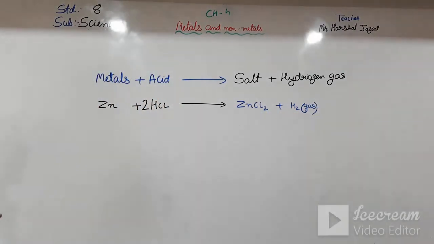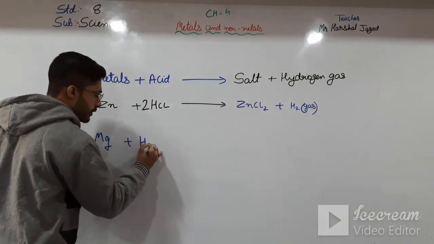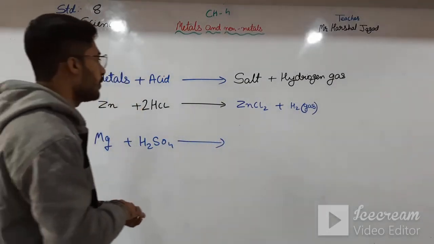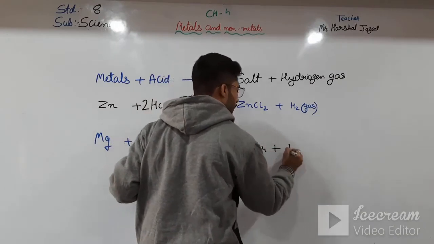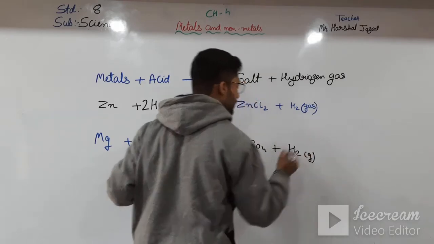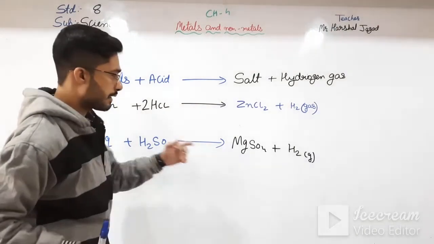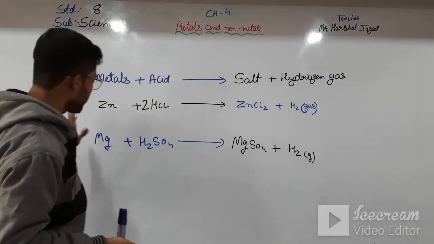Another reaction given in your textbook is Mg plus H2SO4, which gives us MgSO4 plus H2 gas. Here you can see the valence is satisfied only, because H2 is gone and SO4 stays, so yes, the valence is satisfied.